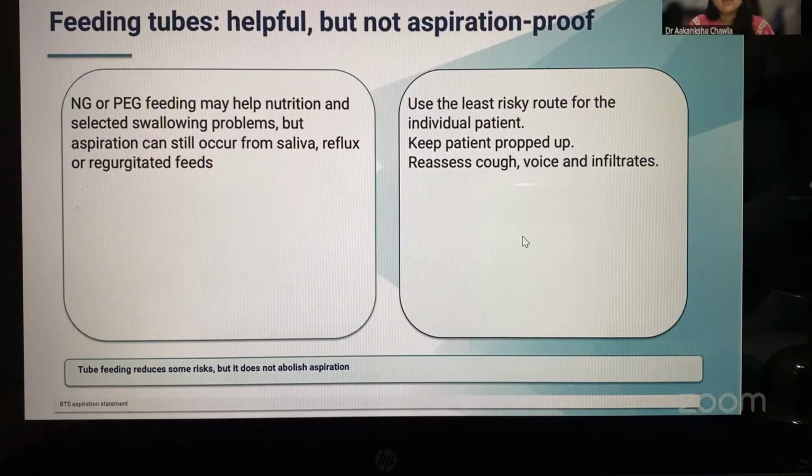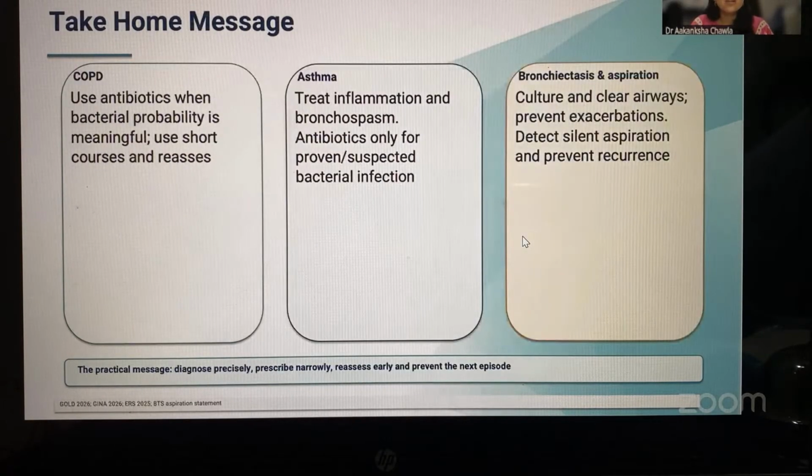So whenever you're feeding, you must keep your patient propped up. You must reassess, and you must, at all times, even when you're feeding the patient with the nasogastric tube, reassess.